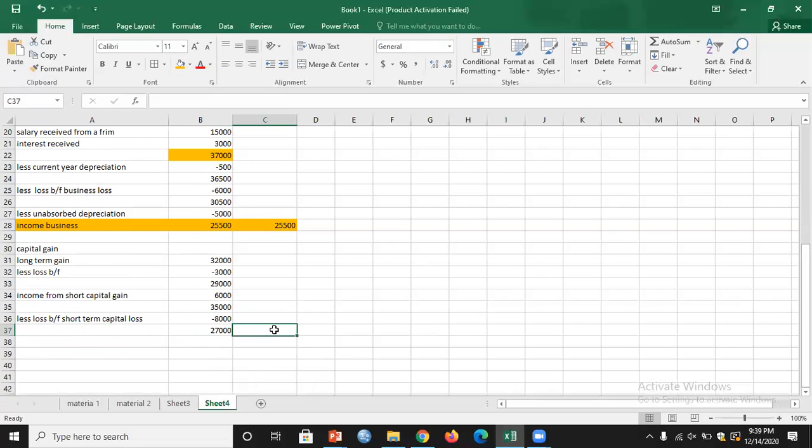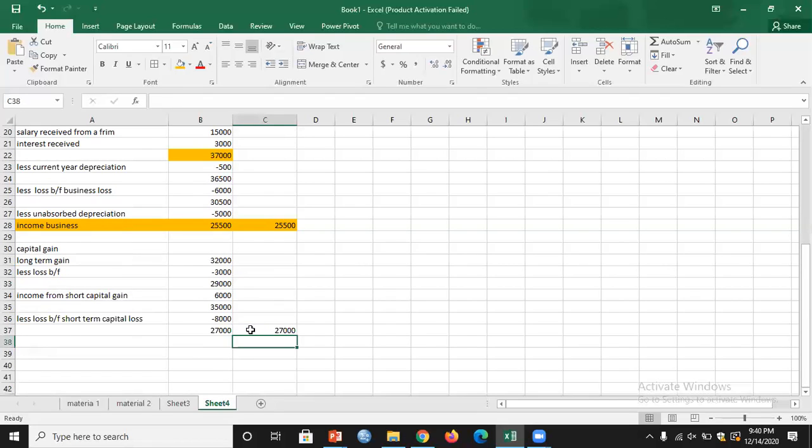So here the long-term capital gain is 32,000. The loss from the long-term capital is around 3,000 rupees. So we deducted and got 29,000. From that we add the short-term capital gain, around 6,000. So we got 35,000 rupees. From that we deduct the short-term capital losses. The short-term capital loss can be set off against long-term capital gain. That is why we did it. Then we got 27,000 rupees.